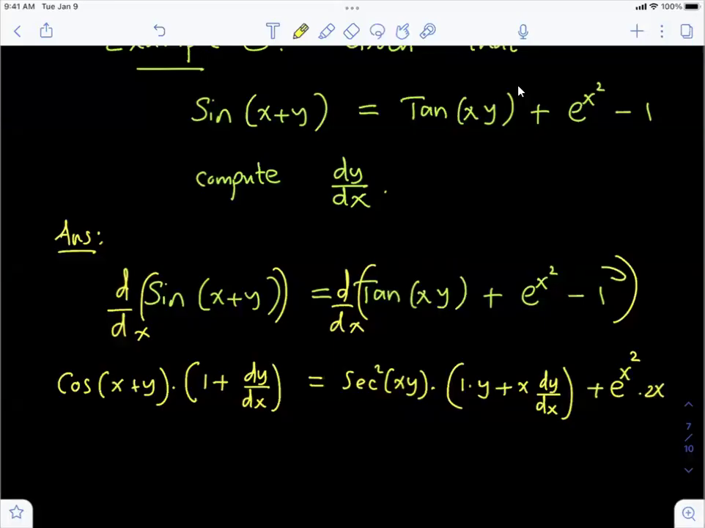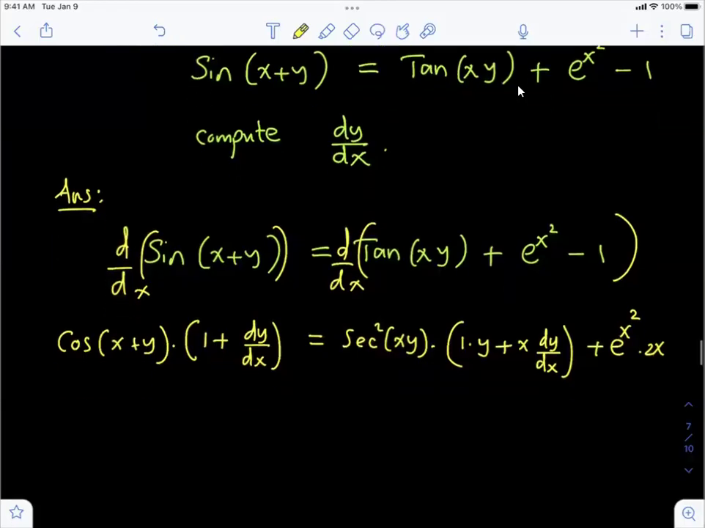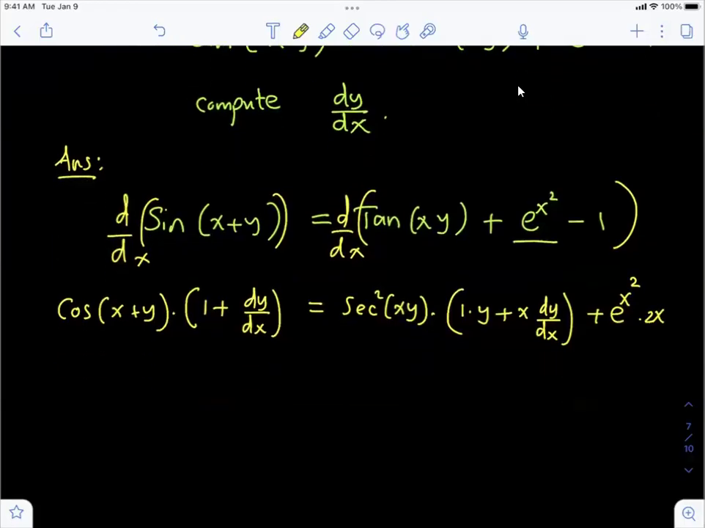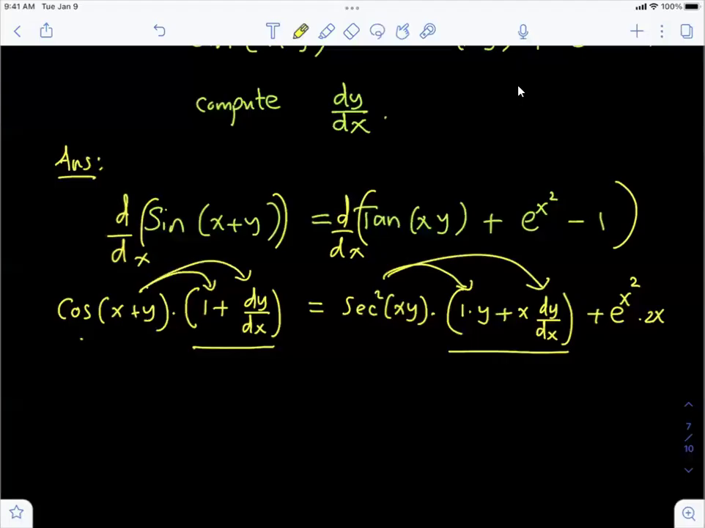There is no contribution coming from -1, it's a constant. And this one demands the chain rule. The computation of each part is none other than an application of the chain rule. So all you need to do is gather dy dx terms. To do that, you may need some simplification. Here you have parentheses, here you have parentheses. First, distribute this term among them, and then separate dy dx terms, and I will bring all of them to the left side.